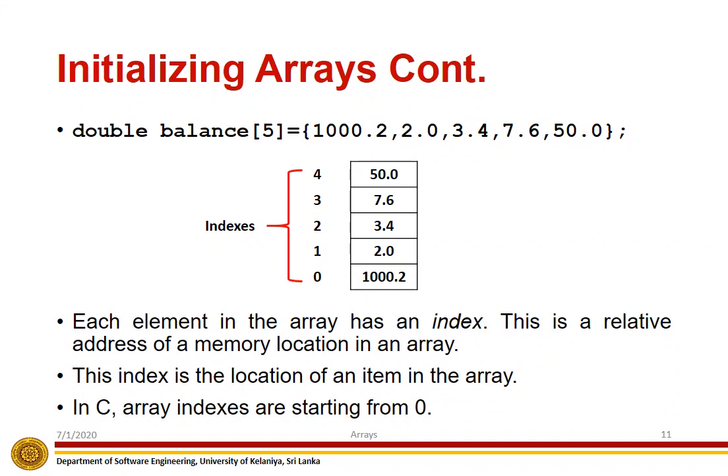These 0, 1, 2, 3, 4 are called indexes. Each element in the array has an index. This is a relative address of a memory location in an array. This is not the memory address, just a relative address, the location of an item in the array. In C, array indexes start from 0, not 1.